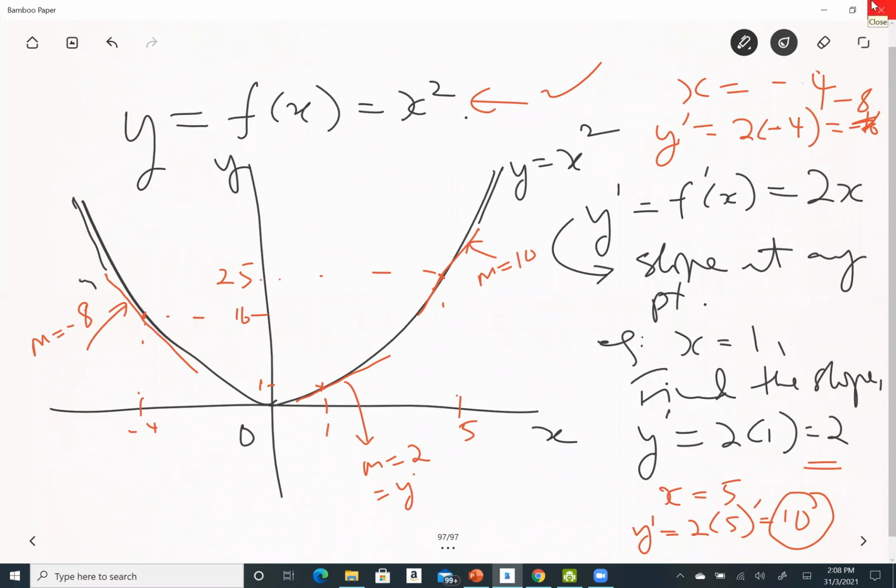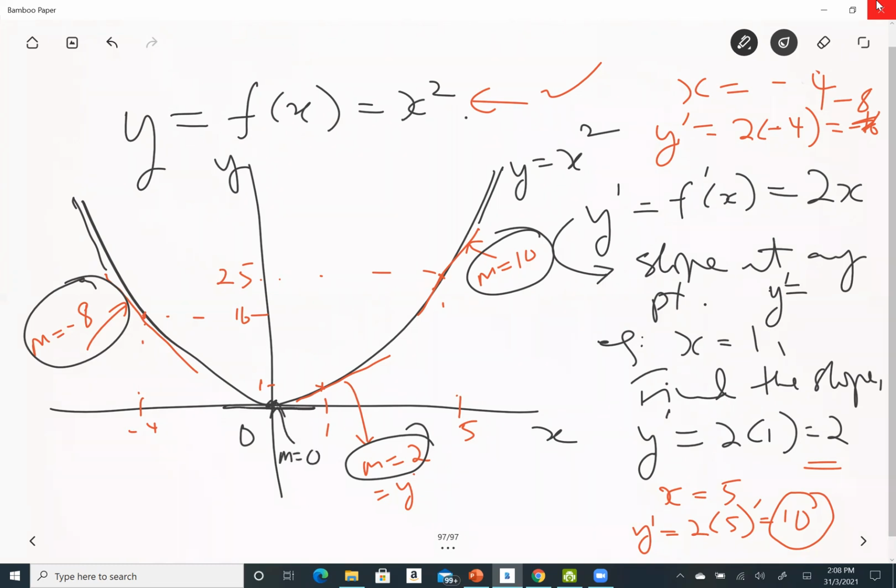For the same curve, the slope can be negative and the slope can be positive. And the slope can also be 0. Where is the point where the slope is 0? At the point here, at 0, 0, the slope is 0. So slope can be positive, slope can be negative. That is the idea where we use the derivative to get the slope.